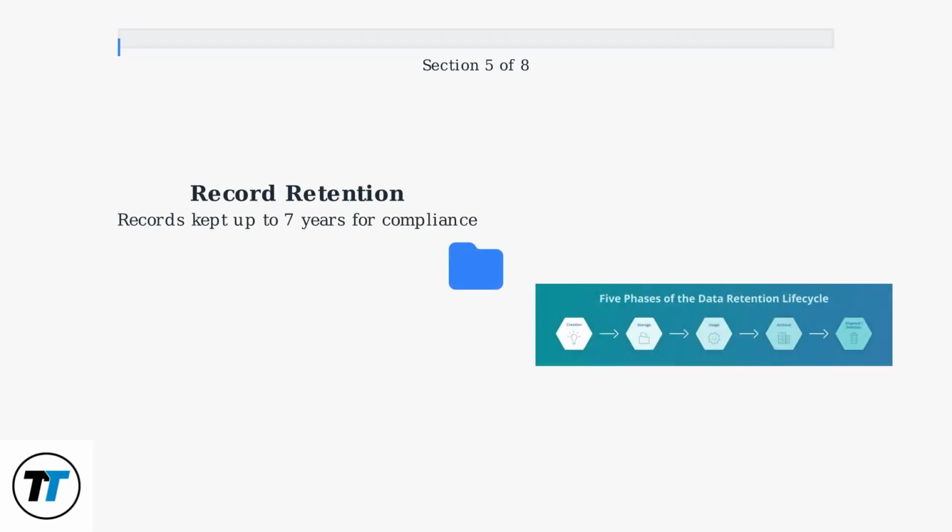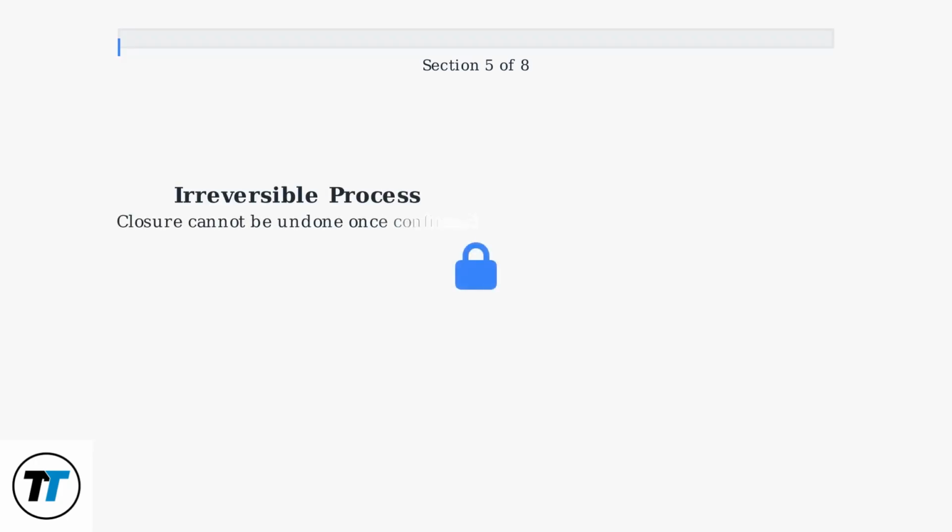Interactive Brokers may retain your account records for up to 7 years for compliance purposes. This meets legal requirements and helps in audits or investigations. The account closure process is irreversible once confirmed. Once you submit the final request and it's approved, you cannot reopen or reverse the decision.